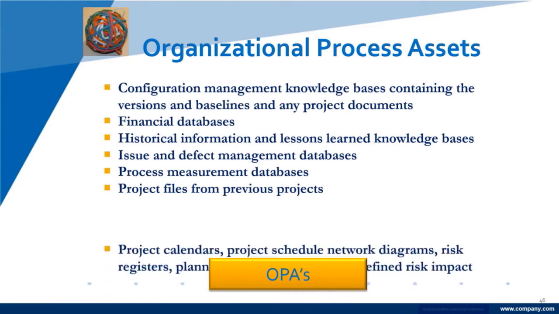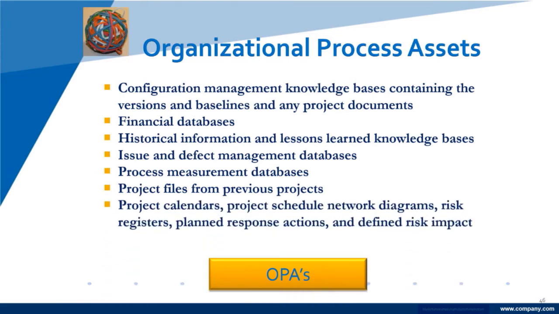And these should be there. Again, your calendars, your schedule network diagrams, risk registers, responses that you had, any defined risk impacts. We'll talk a lot about risk in a later section, but here we're introducing these as assets, organizational process assets, and we will use this OPA terminology over and over again.